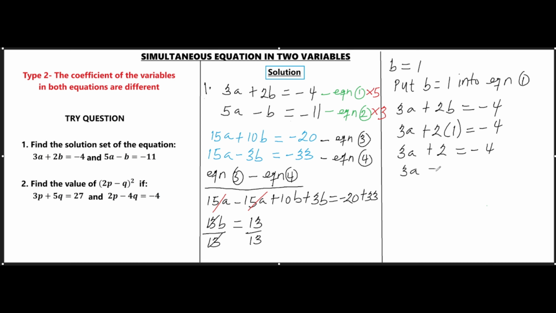So 3a is equal to minus 4 minus 2. So 3a is equal to minus 6. Divide each side by 3.